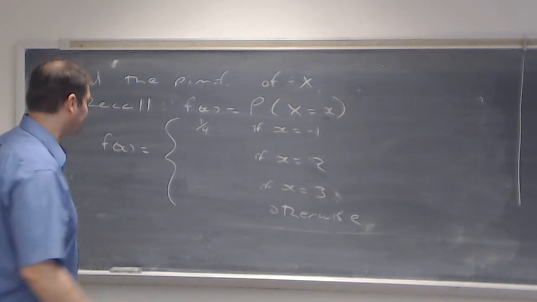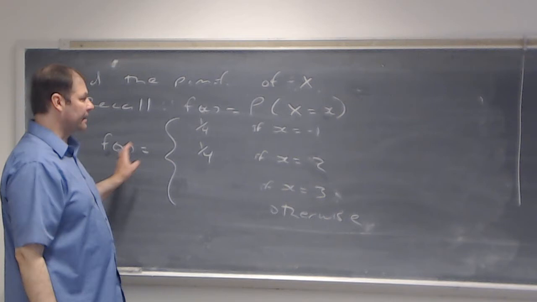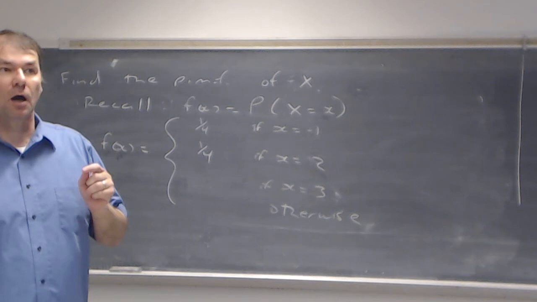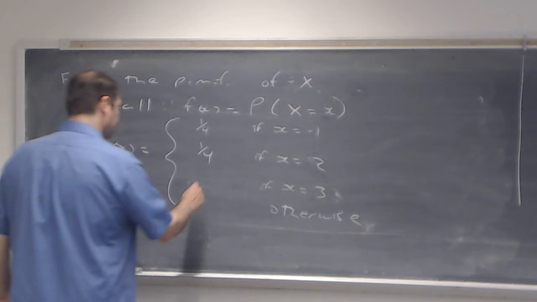Okay, next one. What's F of 3? Well, that's the probability of big X equal to 3. When does X equal 3? When we got a black card. What's the chance we got a black card? Well, there's 26 black cards out of 52. Everything being equal, that's 1 half.